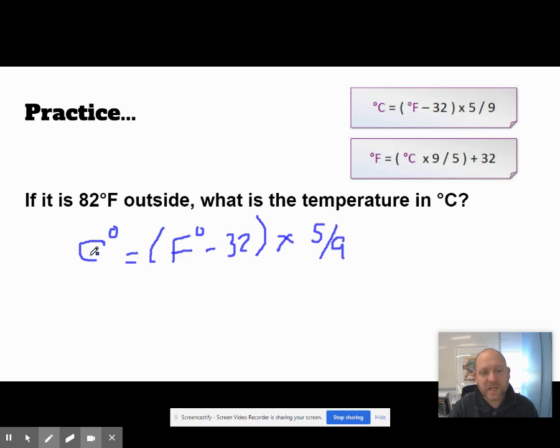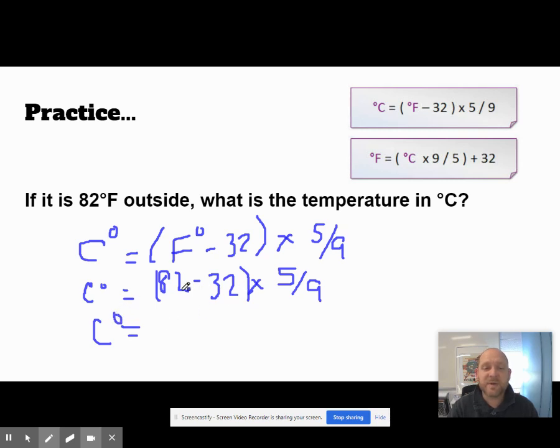So here we go. We're just going to rewrite this with the number that we know in here. So C is going to equal our degrees in Fahrenheit, which I know now are 82. So 82 minus 32 times 5/9. Pretty simple, right? This you can figure out. So 82 minus 32, that's easy. 2 minus 2 is nothing. And 8 minus 3 is 5. So I have 50 times 5/9.